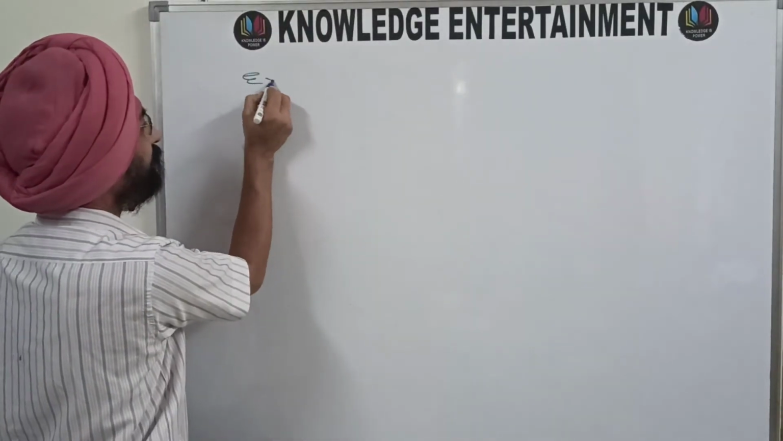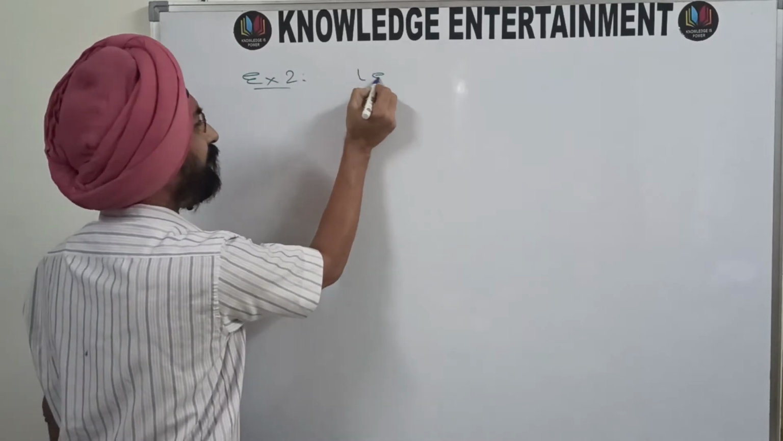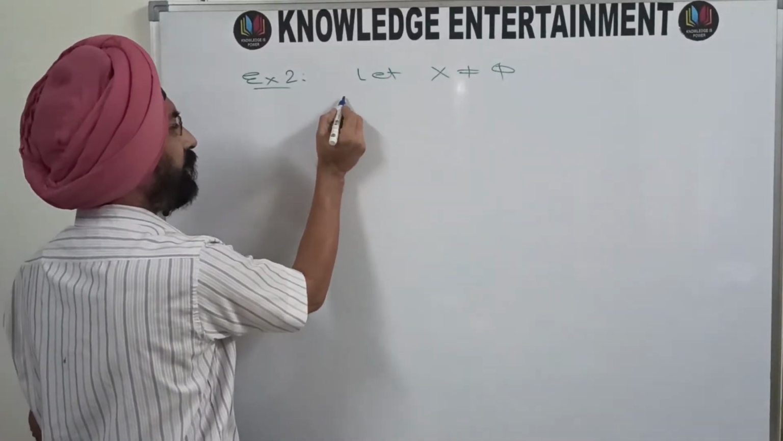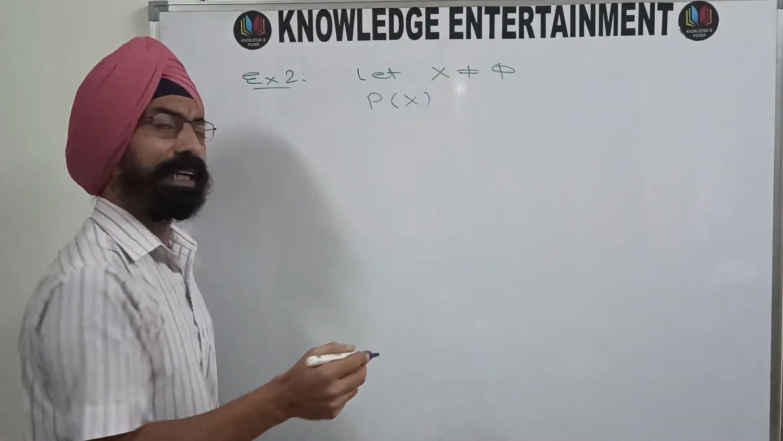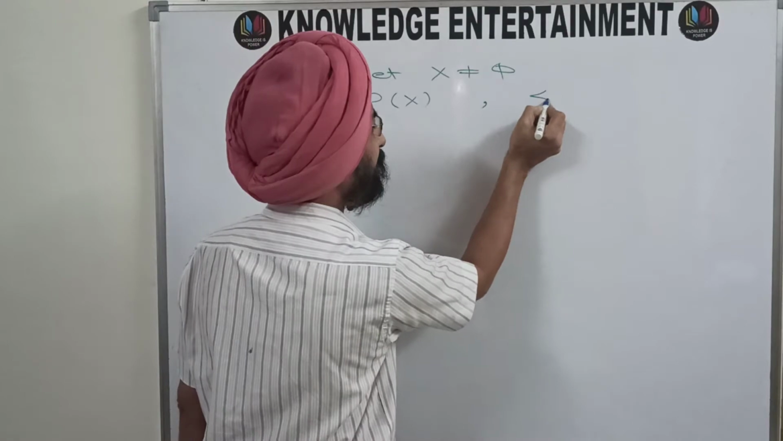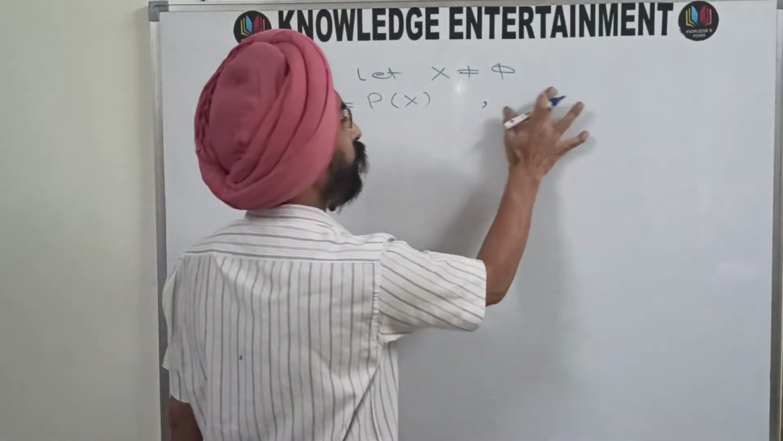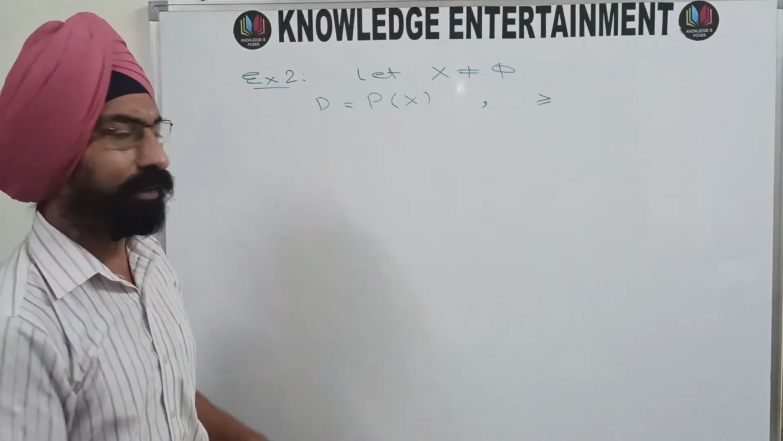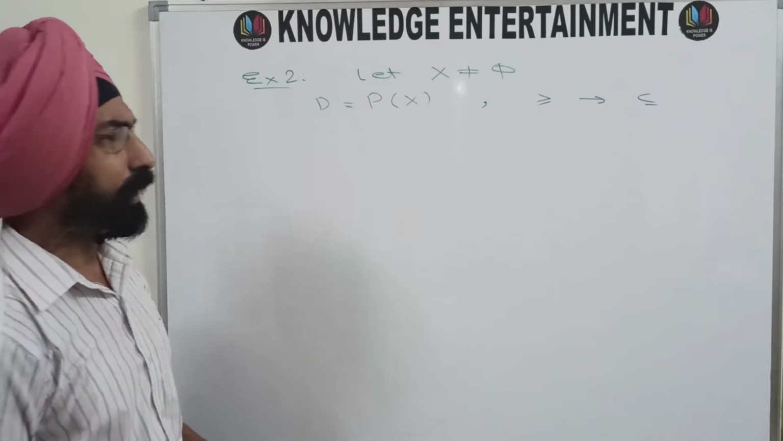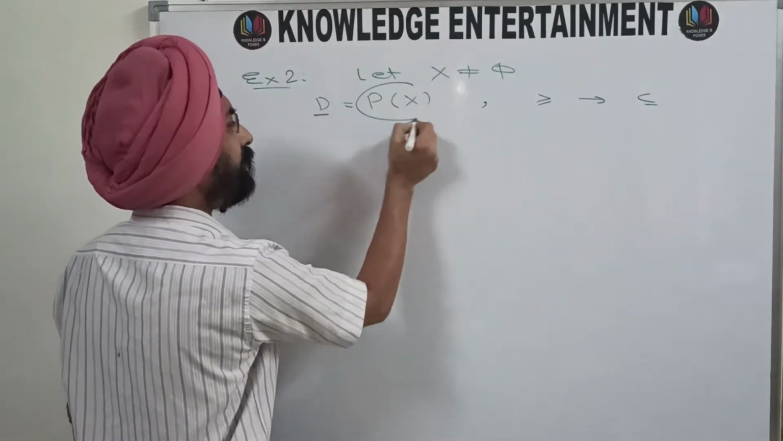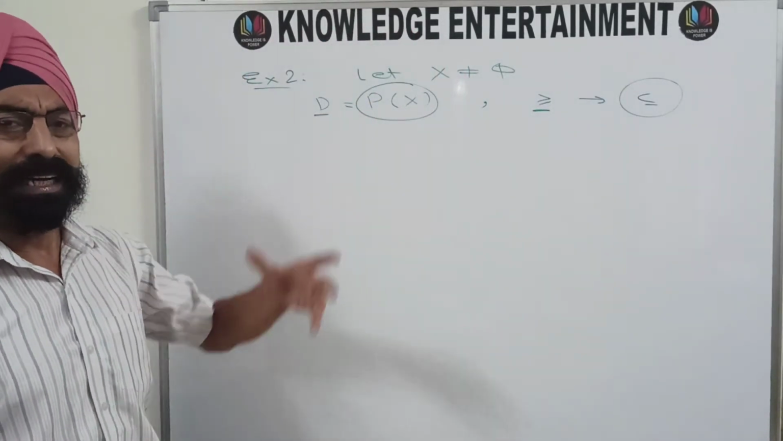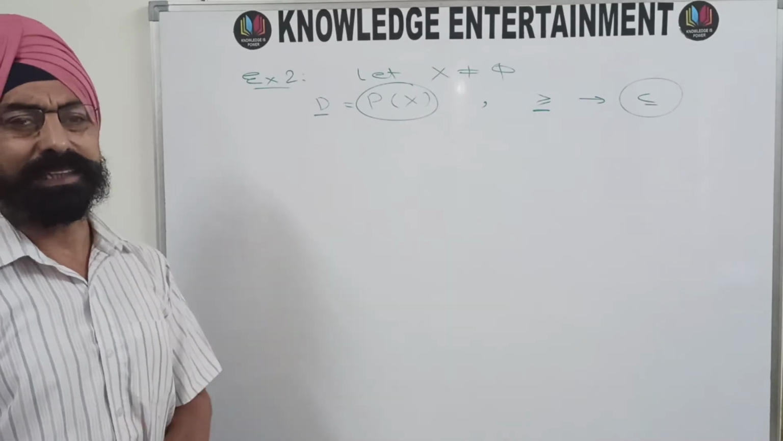So let us have another example. Let X be any non-empty set. Consider the power set of X, meaning the set of all subsets of X. Take it as D, and this binary operation, instead of greater than or equal to, take it as subset of. So here your D is this set and your binary operation is subset of, and let us see whether it is a directed set or not.